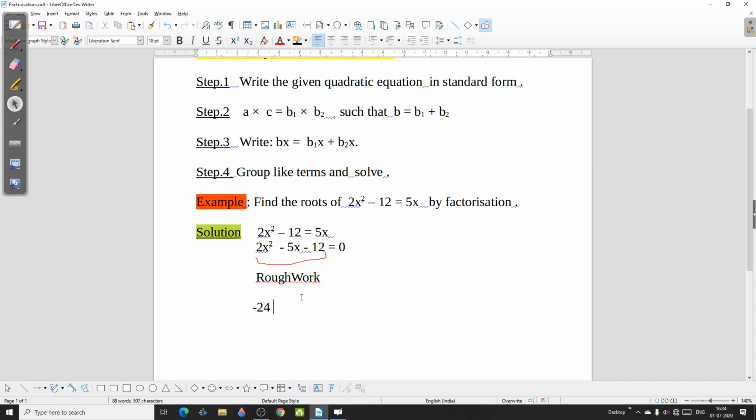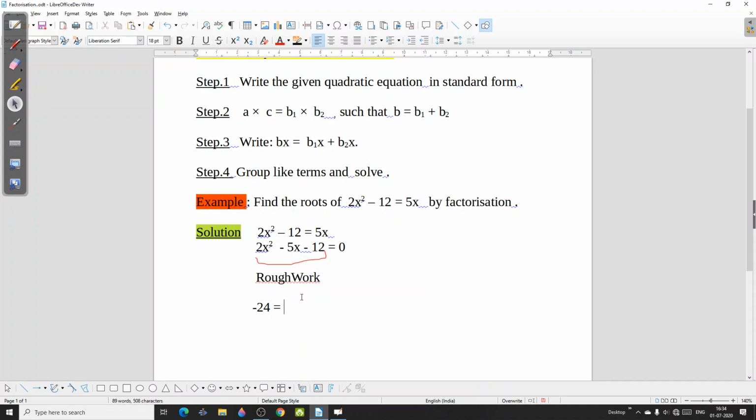Minus 24 equal to, now we will write minus 24 as a product of two numbers. So write all possible ways, and then out of that you have to select the one in which the sum of the two numbers is minus 5. So this is only rough work. If you can think of the number, then there is no need to write all the possible conditions.